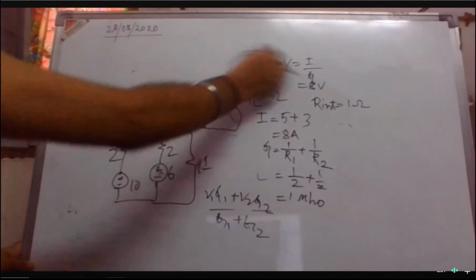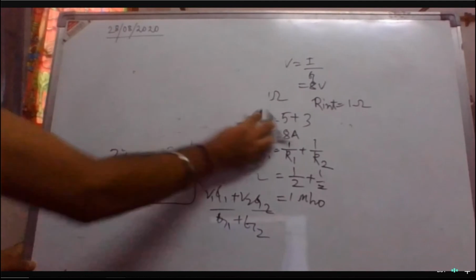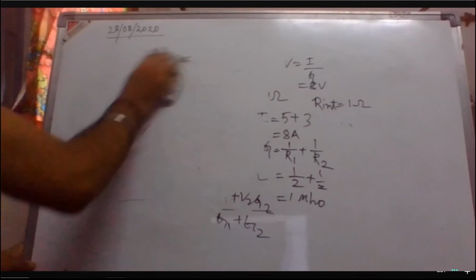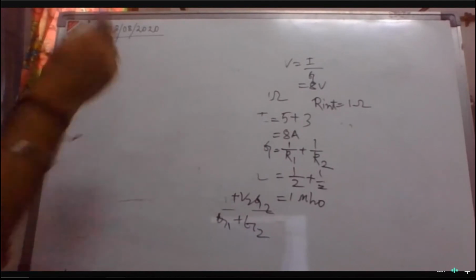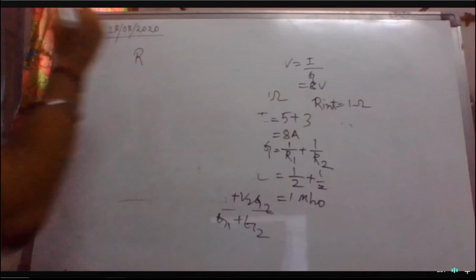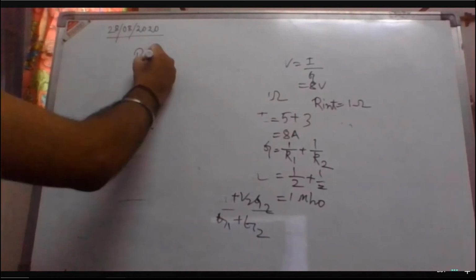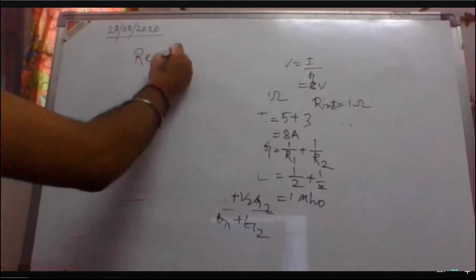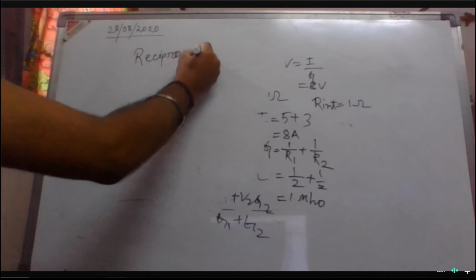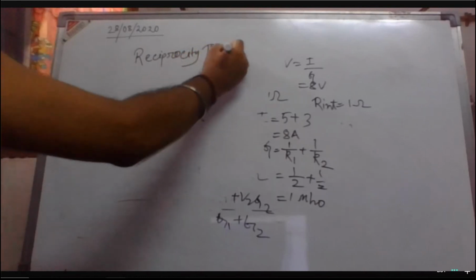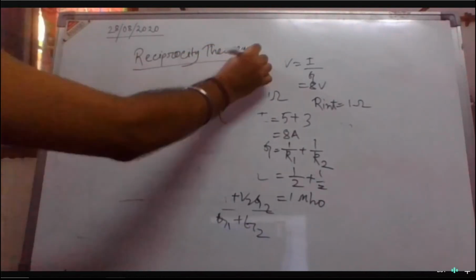Now comes the last theorem, the reciprocity theorem. In this theorem we don't have any procedure. We will just check the reciprocity of the circuit. This reciprocity will be required when you do the two-port network. What does the reciprocity theorem tell?